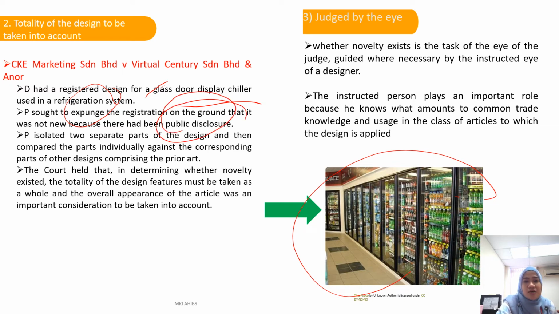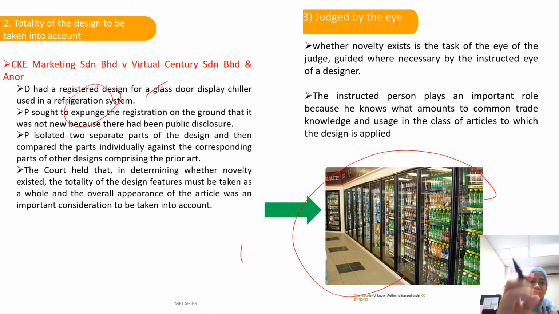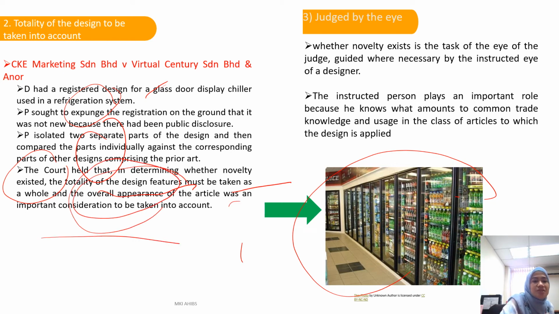Okay, macam mana, how do the plaintiff claim that there is a public disclosure? Let's say this is the product. So plaintiff have separated the parts of the product and claim that there is a prior art according to the design that the plaintiff has already separated. Okay, the court held that in determining whether the novelty exists, the totality of the design must be taken into account, and the overall appearance of the article was an important consideration.